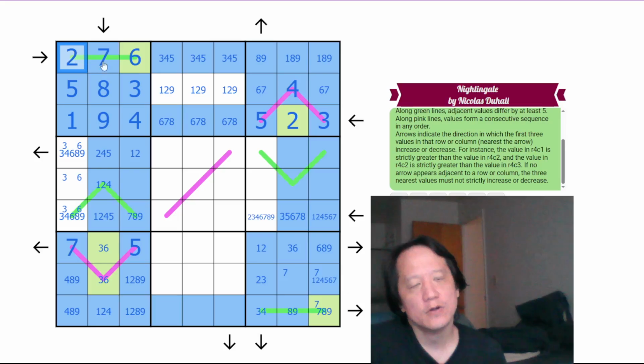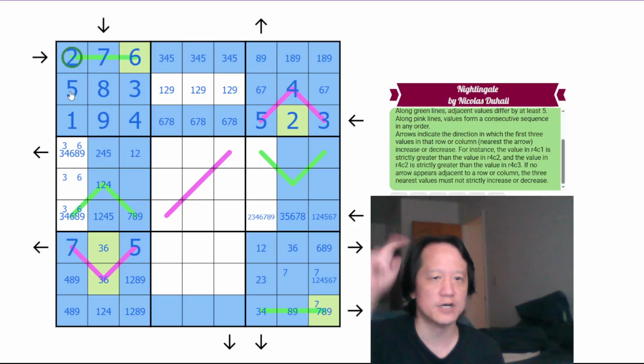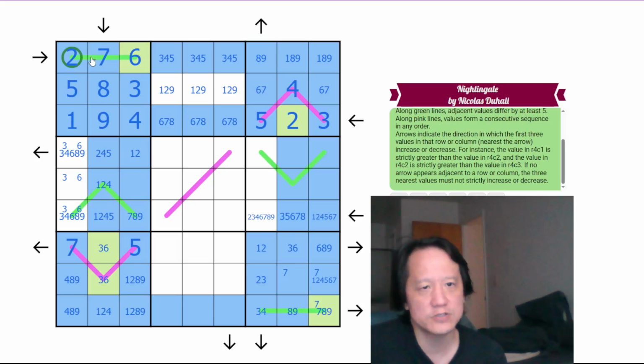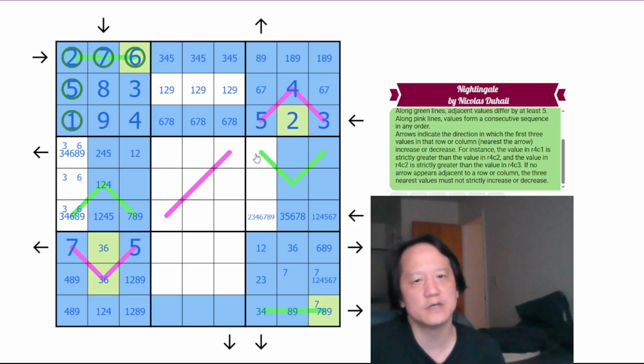Okay, so let's double check these. 2, 7, 6, or 2, 7, 12 in value, that works, and 2, 5, 1, that goes up then down, that works. 7, 8, 9 in value, that works. 12, 3, 4, that goes down then up, that's fine. 5, 8, 3 goes up then down. 1, 9, 4 goes up then down.